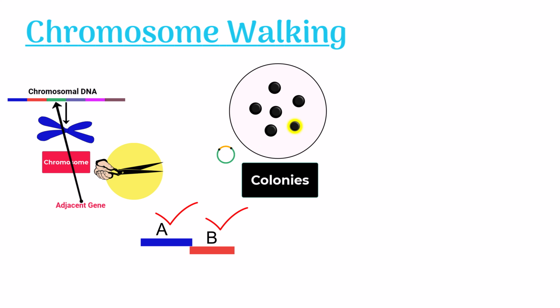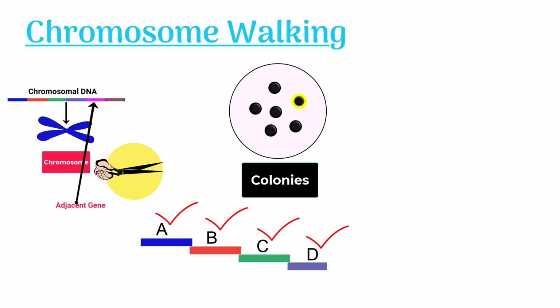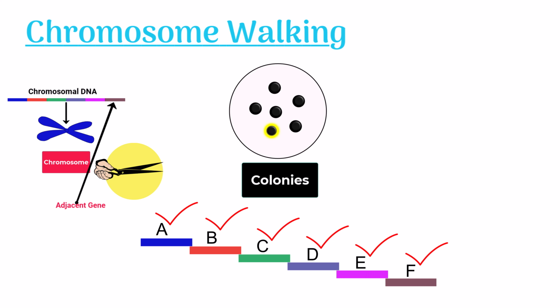We take out the gene from plasmid, note down its sequence and make its probe. This probe can find out the next gene in the colonies. We repeat this process several times and sequence the genes.